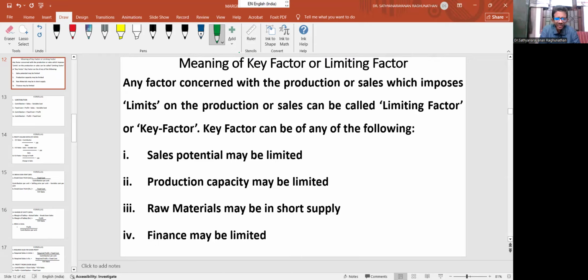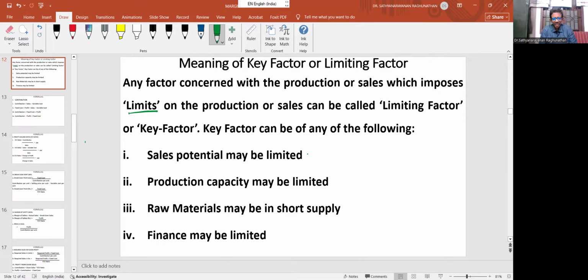Any factor concerned with the production or sales which puts a limit on the production or sales can be a limiting factor. So any factor which can limit the production capacity or the selling capacity of the products is what is called a limiting factor. Now, the other name of the limiting factor, as I told earlier, is a key factor. It can be any of the following.